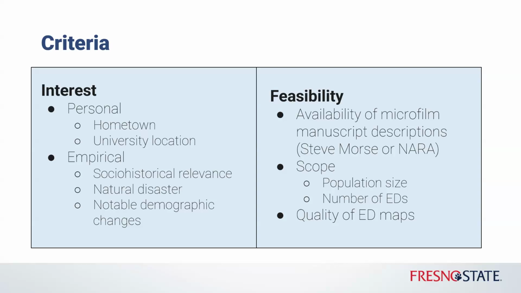The other thing you want to consider is the scope. If you are, for example, thinking about a course project, I wouldn't encourage you to put your students on New York City, right? It takes a long time to get through these enumeration districts.